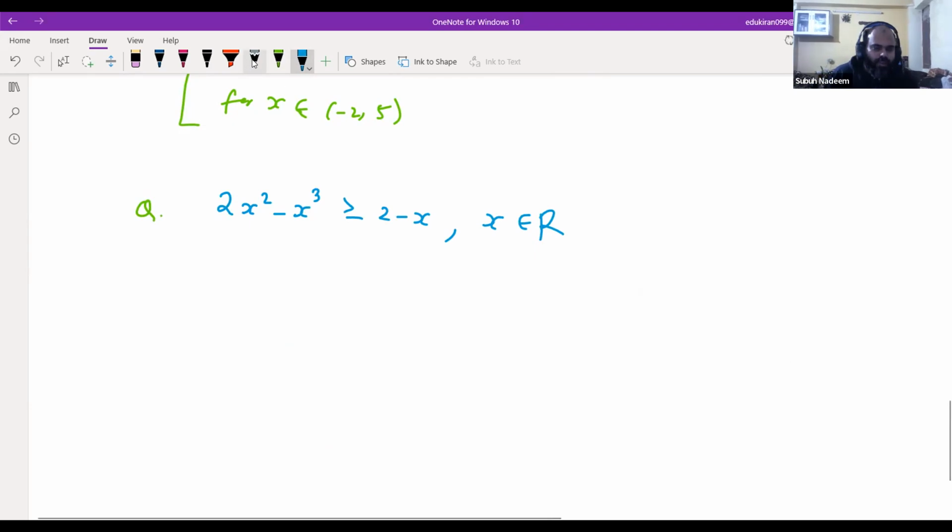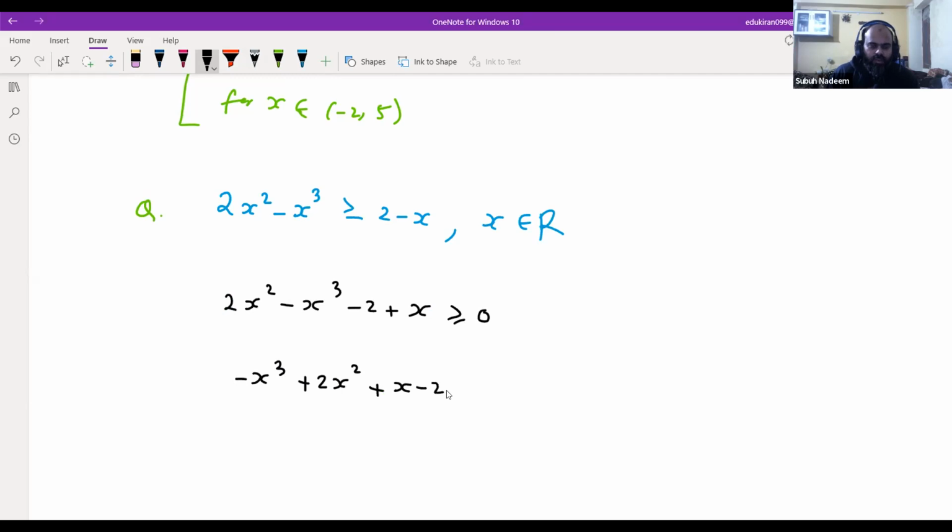Again, we have to do the same thing, that we will take all the terms on one side. So 2x square minus x cube minus 2 plus x is greater than equal to 0. And then we rearrange them in decreasing order of the degree. So minus x cube first, then plus 2x square plus x, then minus 2 is greater than equal to 0.